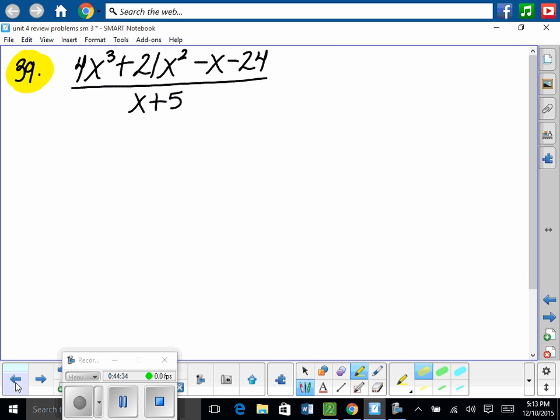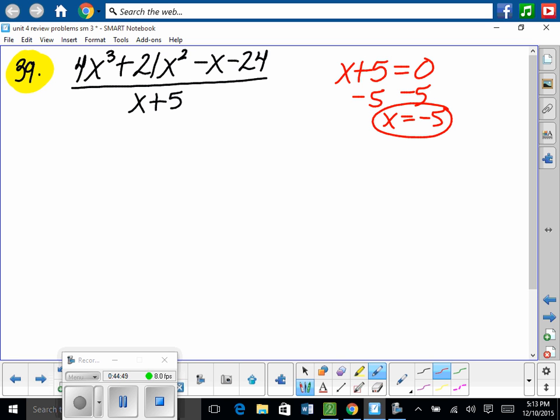So I'm going to do this one. Same thing though, right? It says divide this polynomial by this polynomial. It's just written a little bit differently. So I like synthetic division, so I know that I have x plus 5 is equal to 0, so I subtract 5. So x is equal to negative 5. That's what I'm using for my synthetic division.